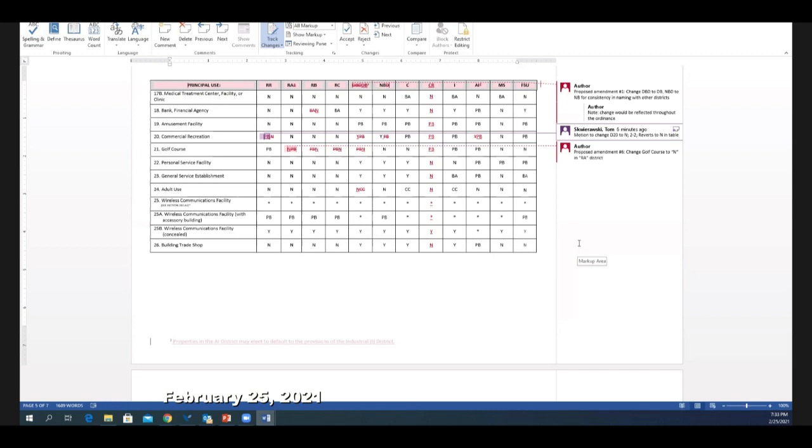So I think we're all set with the table of uses. Okay. Is it just the zoning map left, or what else do we have? It's just the zoning map left. All right, let's do it. All righty. And I am going to be reviewing the zoning map as amended by the planning board. All right. Okay.